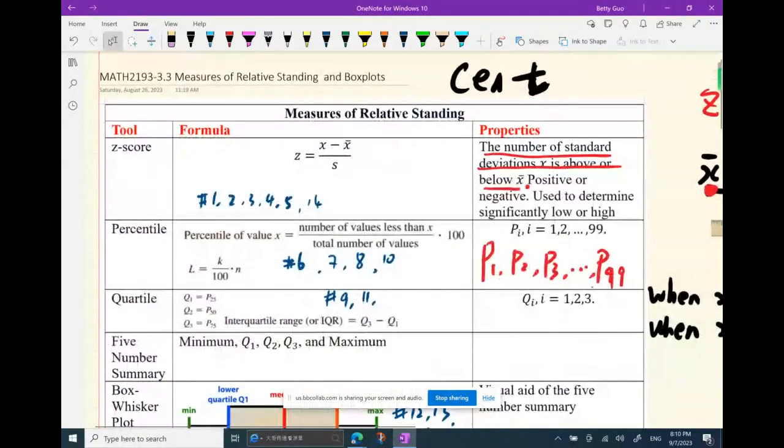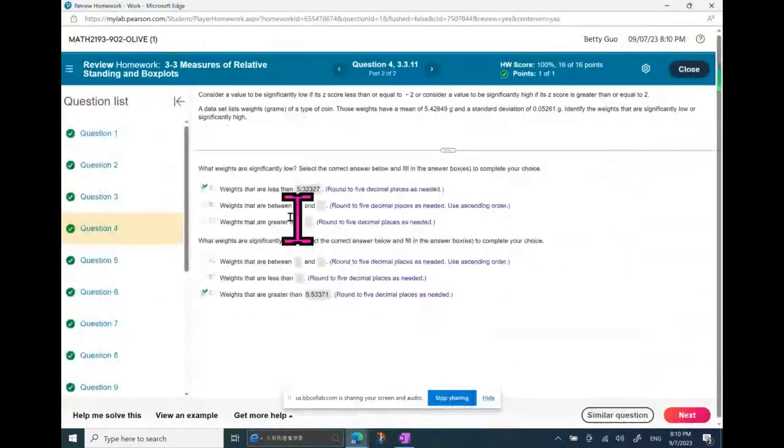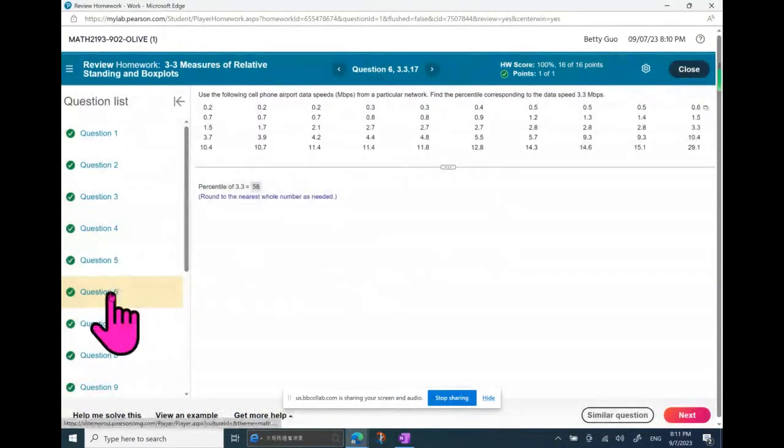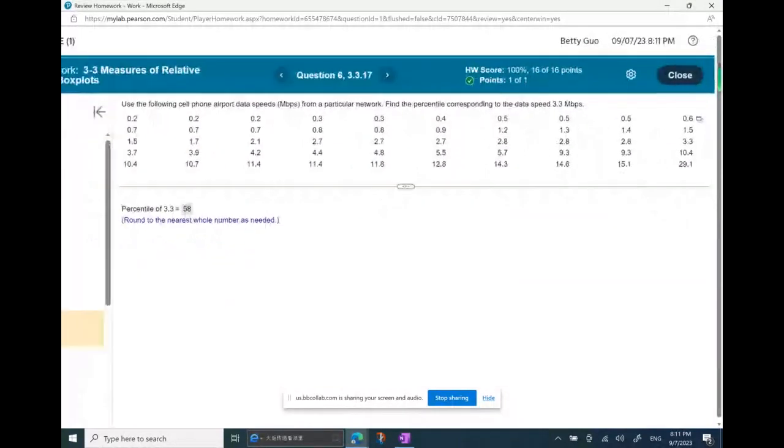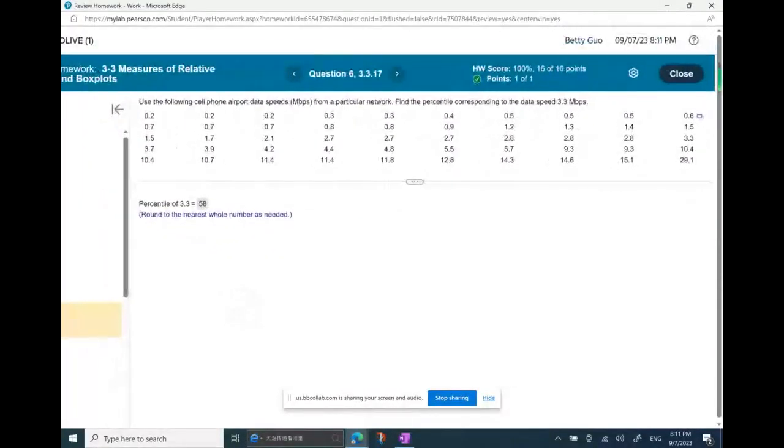Okay, and about this measure of relative standing, we have two types of problem. I'm going to get one for each. Let's see questions 6 and 7. Yeah, this is a good one. So we have two types of problem involving percentile. The first type, like this one, you are given a value and you need to find the percentile of that value. You need to use the percentile to measure where that value stands in the pool. So that's the first type. Let's see how we do that.